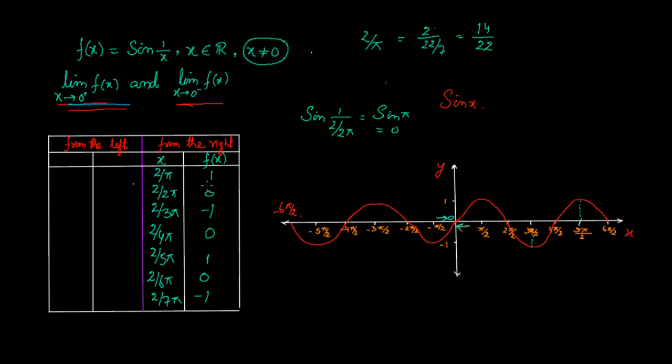So these are the values of the function f(x) at points which are close to 0 but to the right of 0. Now from this side we shall be taking the points x and the values at those points of f, but these points we shall be taking which are to the left of 0. As the first point we shall be taking minus 2 by pi. If we look at sine of minus 2 by pi, here it is minus 1.